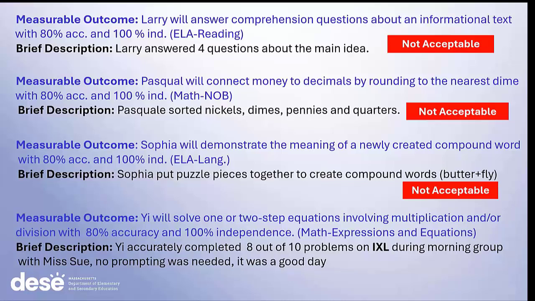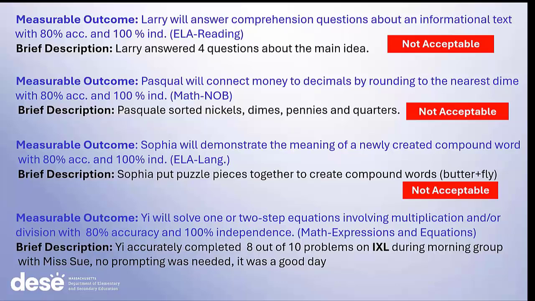So we have 85% said it was not acceptable and 15% said that it was. So let's take a look. What was she supposed to do? The measurable outcome, the skill that we were looking at was solving equations with either multiplication or division. So when we look at the brief description, she completed 8 out of 10 problems, but on what? We don't know what it was. Could have been adding. We don't know.